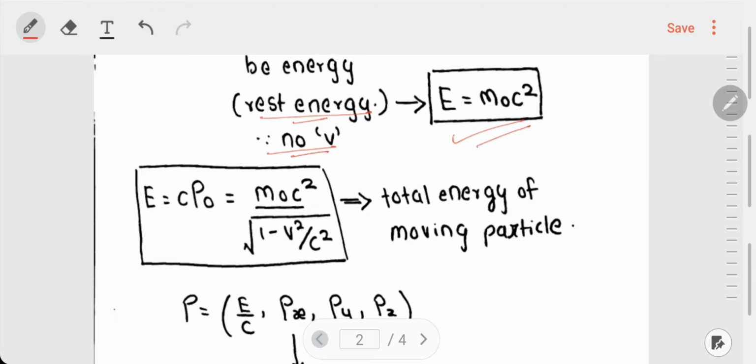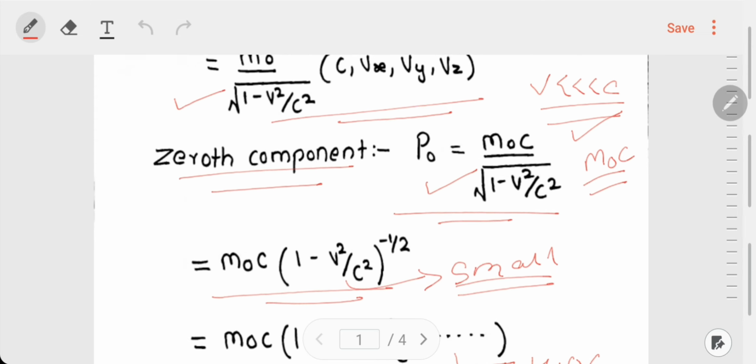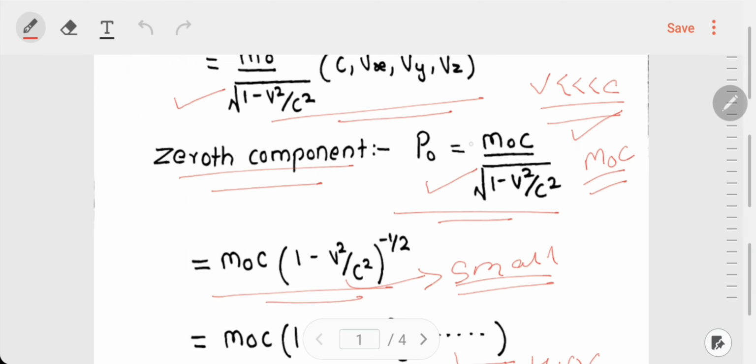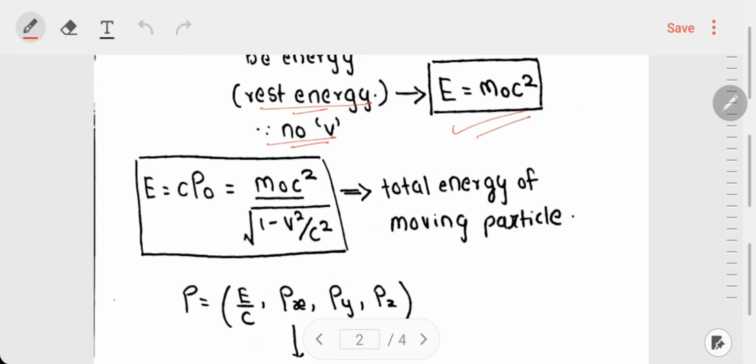Okay, so if we have a look at this zeroth component, it was nothing but m naught c over under root 1 minus v square by c square. Now what we did was we multiplied that component with c and we got the terms which had the dimensions of energy. So in total, E, which is equal to c p naught, must also have some dimension of energy, and that comes out to be m naught c square over under root 1 minus v square by c square. And this is nothing but the total energy of the moving particle.